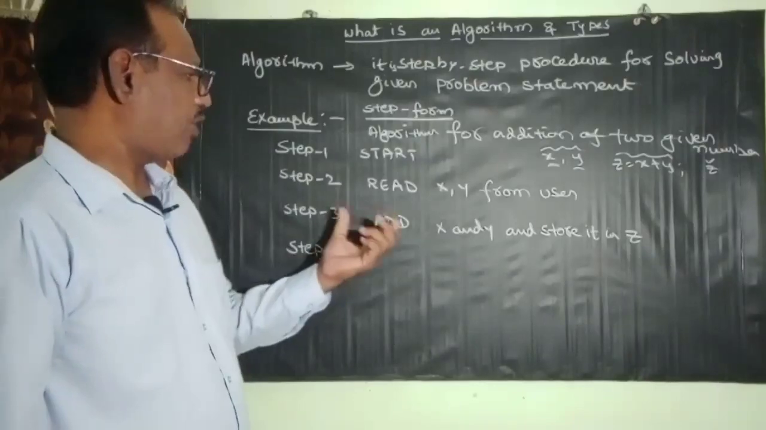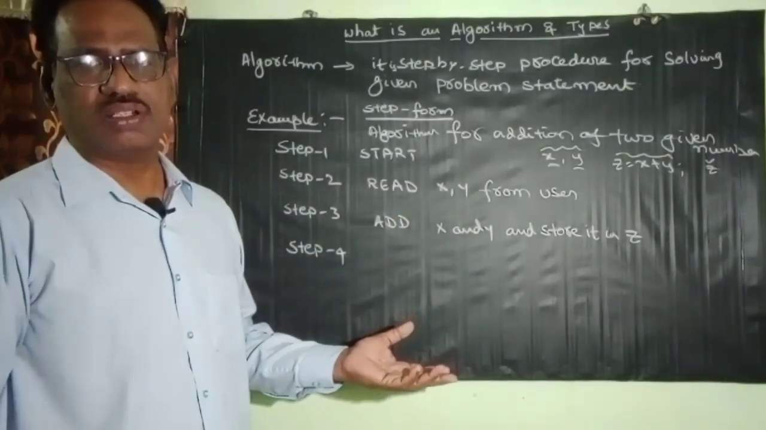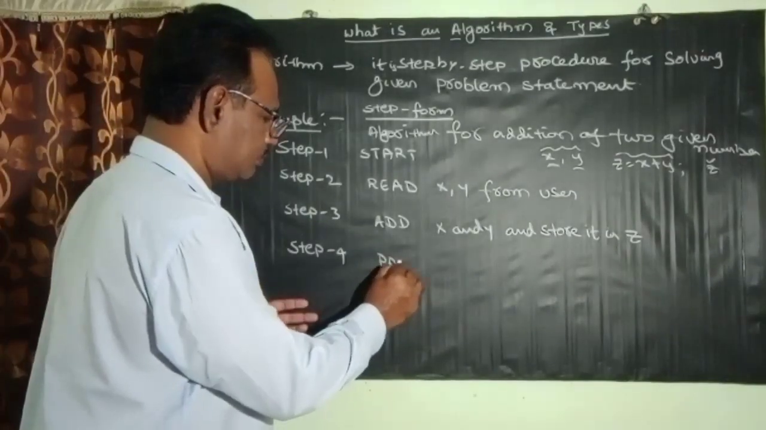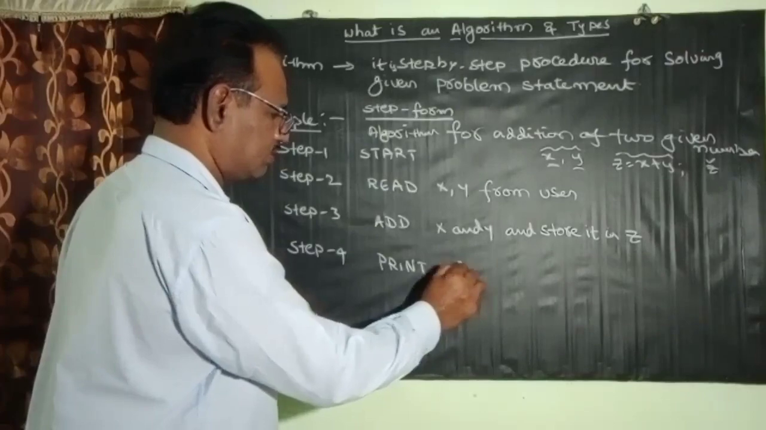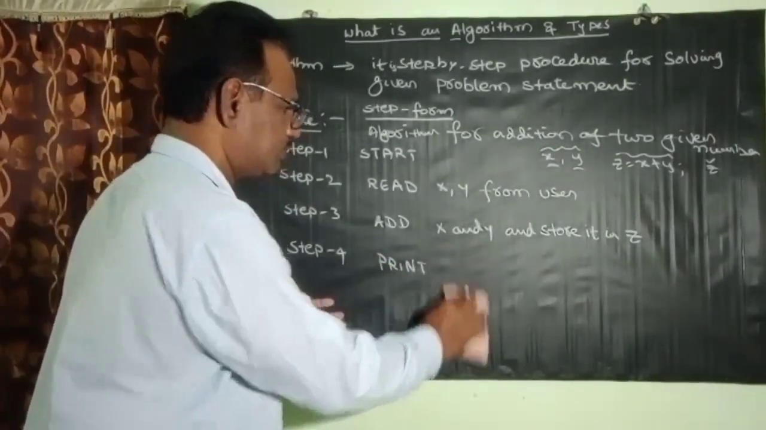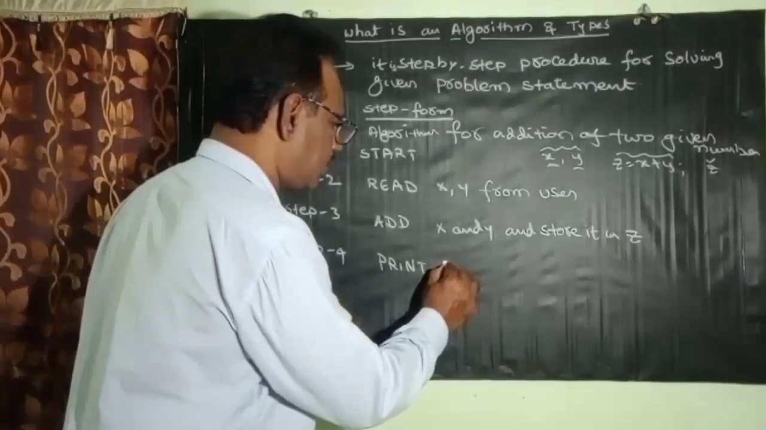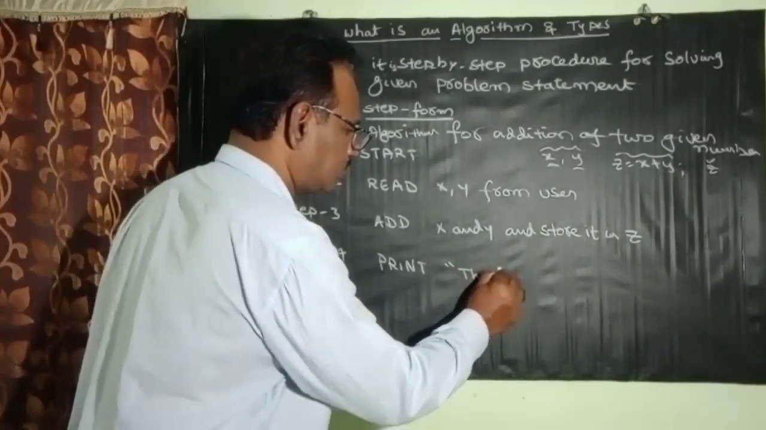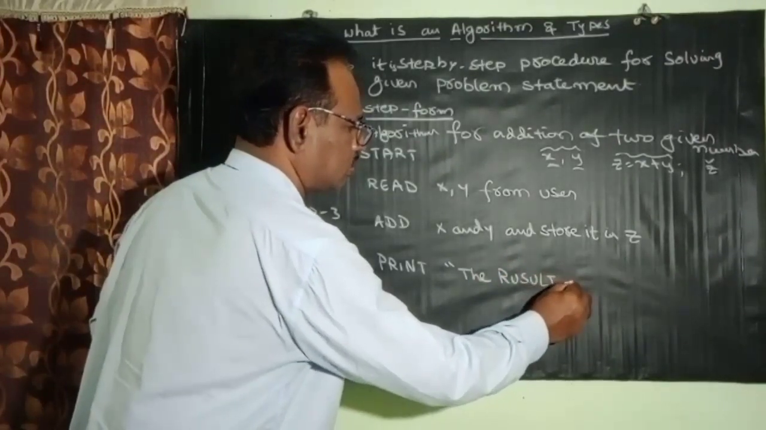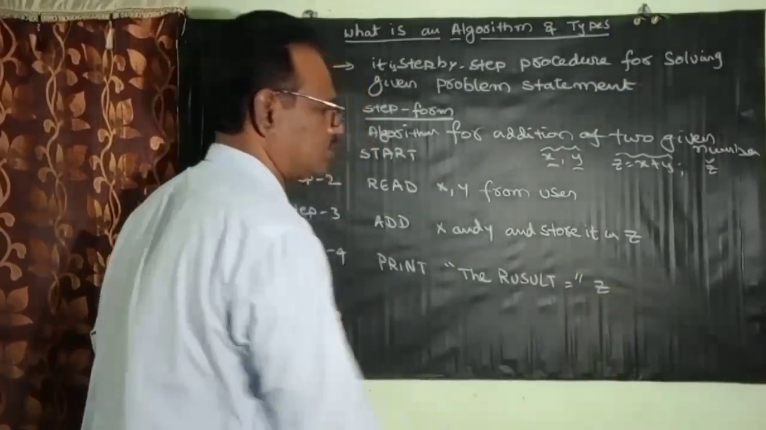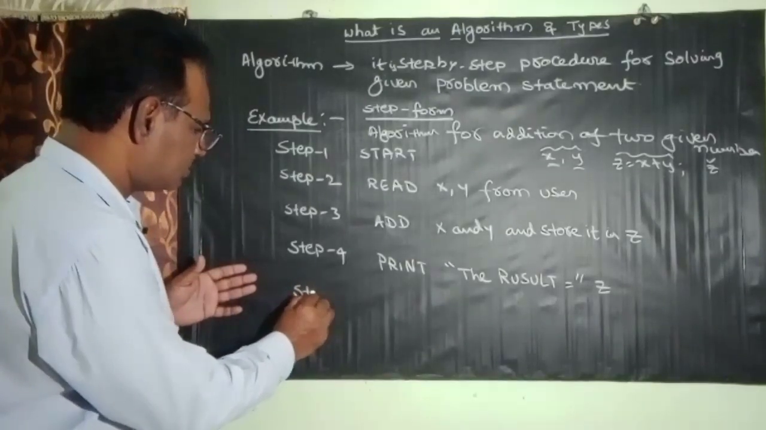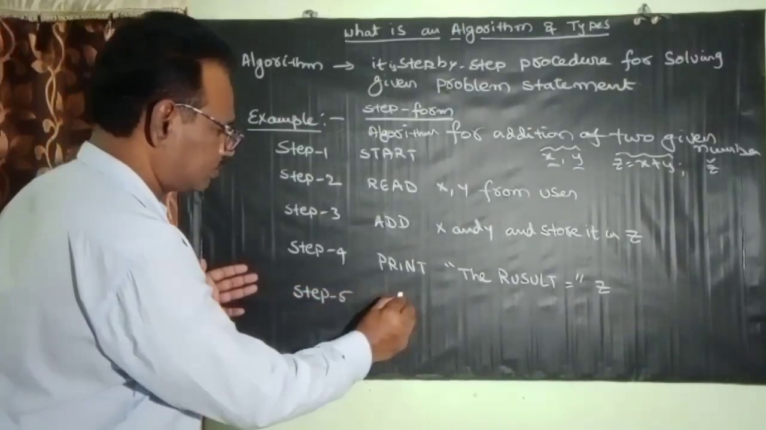What I have to do? I have to print this one. I have to display this one to the user. I can write a print or write statement. Print Z. Or if you want to write some message on this, you can put print, sum equal to, the result equal to Z, like that. And the last statement is, we have to conclude with the stop.